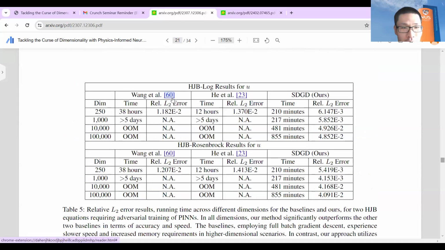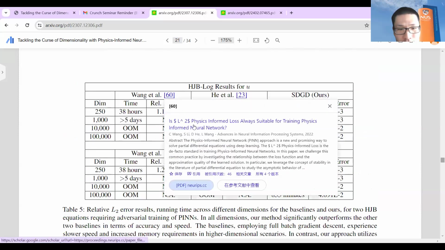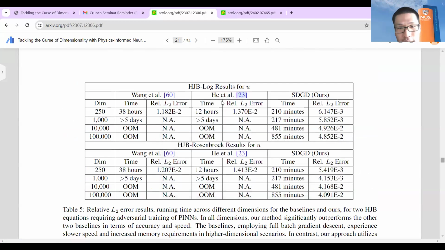The first is Wang, "Is L2 loss always suitable for training PINNs?" In their paper, they show that for the HJB equation, we need to use a technique called adversarial training. This adversarial training is very costly. We need to take an additional derivative with respect to the input. The PDE is second order, and with adversarial training the method becomes third order. So it's very costly.